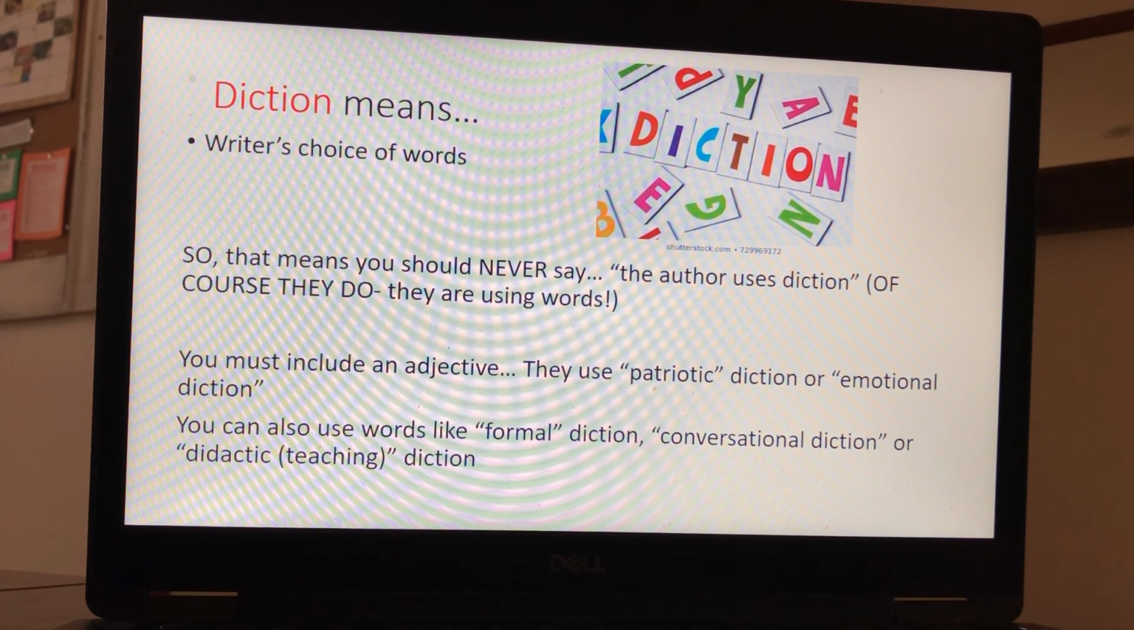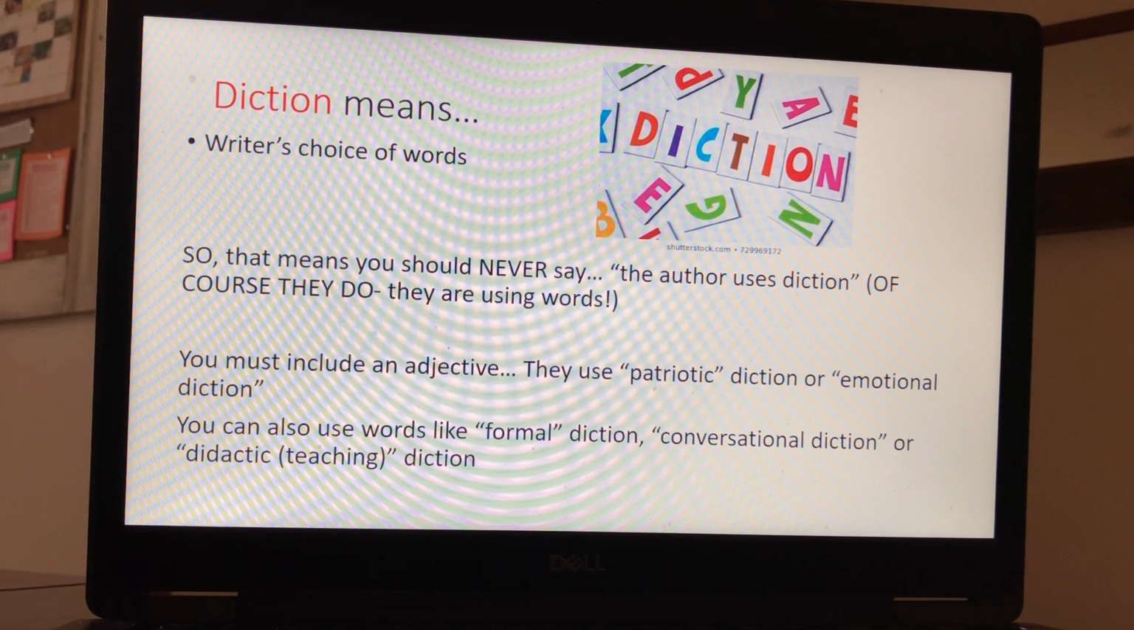Okay, so anyways, you need to use an adjective. You can't just say they use diction. So we'll go through some other examples of adjectives you could use.